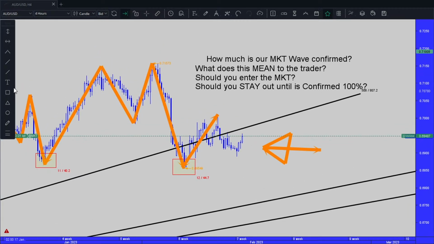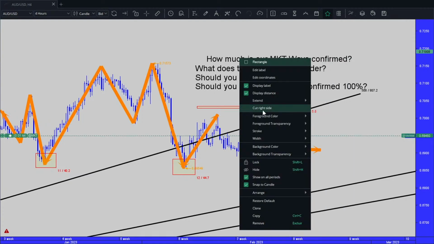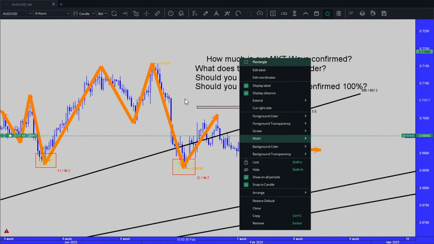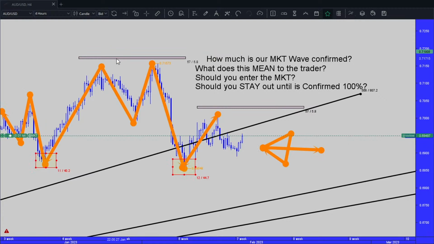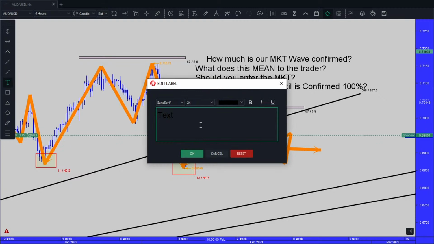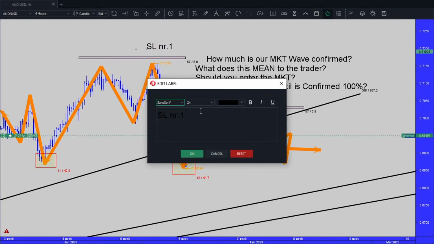Okay. Now, where is the correct stop loss, everybody? Is the stop loss number 1 the correct stop loss, or is the stop loss number 2 the correct stop loss on the market wave? Stop loss number 1 in here, or is this stop loss number 2? Which one is the correct one, everybody?